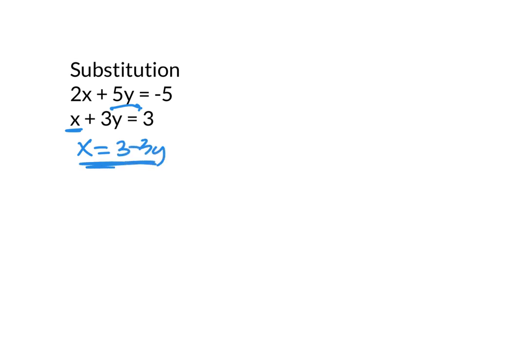That's going to be a big deal in a minute, so don't forget that's there. x equals 3 minus 3y. It's called substitution because I'm going to take what x equals in that equation and substitute it into the other one. So where that x is in my top equation, instead of the x, I'm going to put 3 minus 3y. I'm going to put a plus 5y and a negative 5.